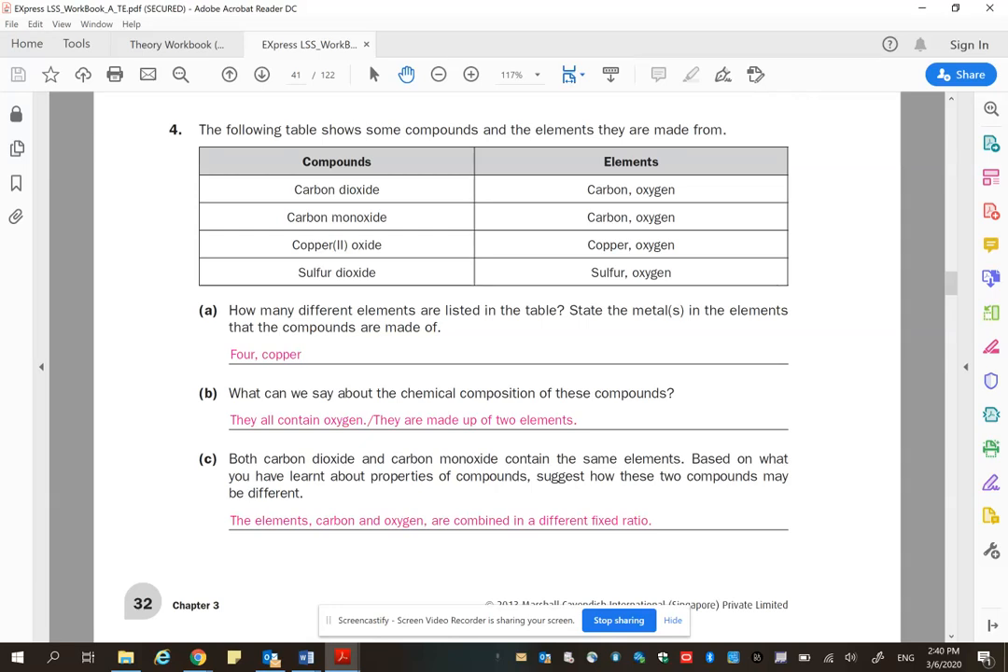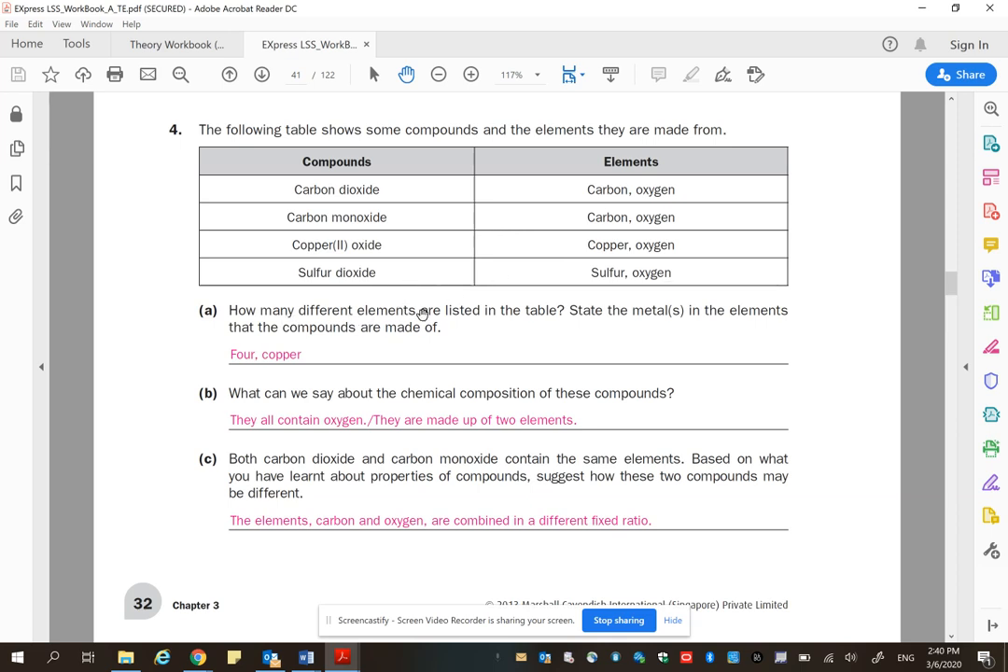Let's continue. So we move on to question 4 and 5. For question 4 and 5, they show us some compounds and the elements they are made up of. I have this compound called carbon dioxide that has carbon and oxygen inside. Carbon monoxide, I got carbon and oxygen also. Carbon oxide, I got carbon and oxygen. Sulfur dioxide, I got sulfur and oxygen.